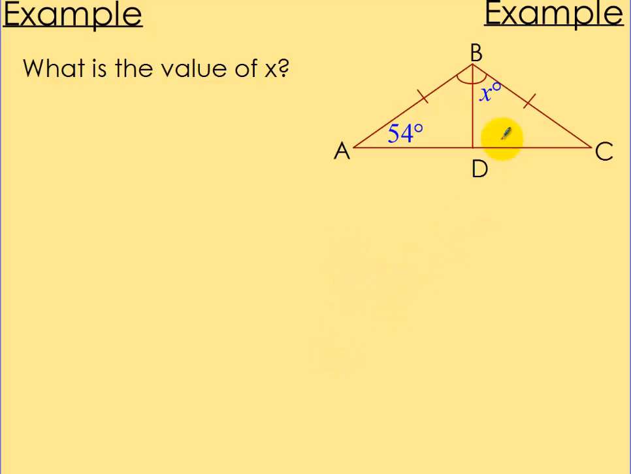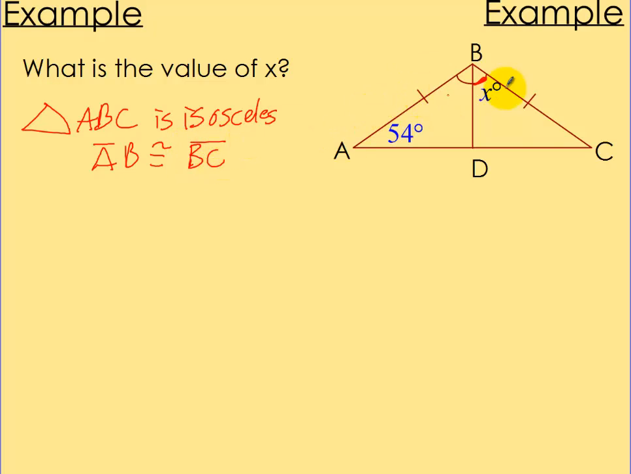All right, what's the value of x? Okay, so x is this angle up here, and this angle is 54. Well, okay, so to get x, we need to have all three angles here, because the three angles of a triangle add to 180. So I have x, and I don't know what this is, and I don't know what this is. But I do know that of this big triangle, triangle ABC, we can say that is isosceles. Why? Because AB is congruent with BC. So side AB is congruent with side BC. Those are two legs of the isosceles triangle.